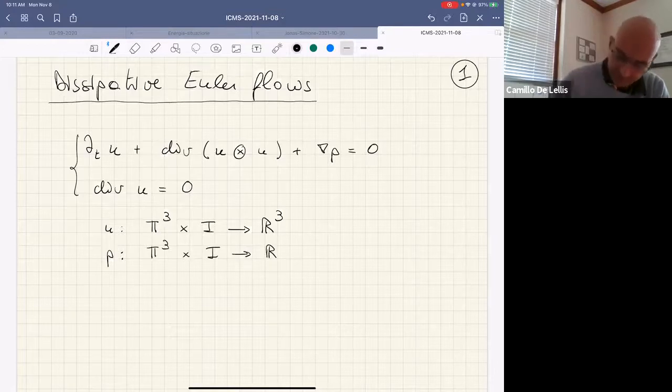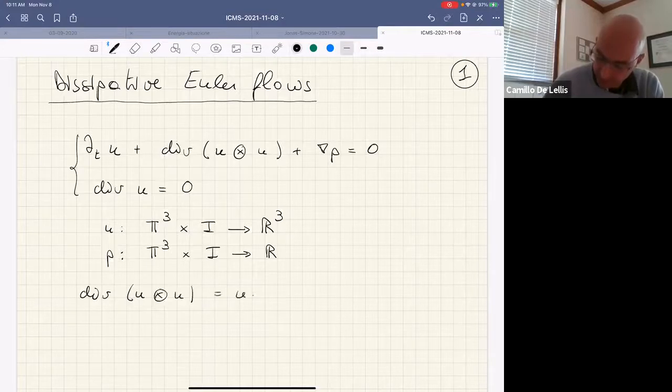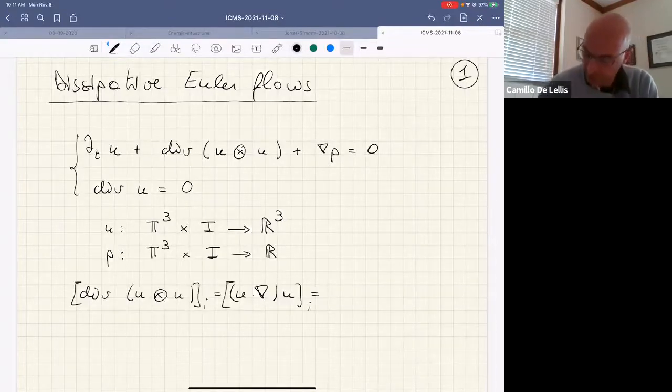And this nonlinearity over here, if you had a smooth solution, would be exactly equal to u dot grad u, the derivative of u along the flow. And in components, if I identify the i-th component of this vector field, this would just be the following one.